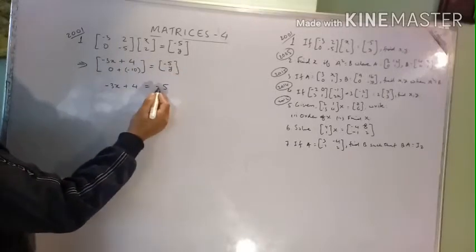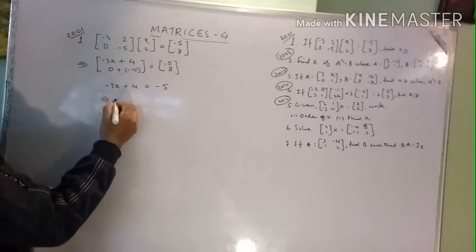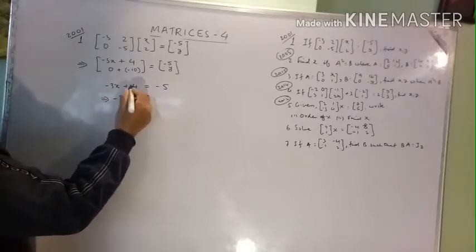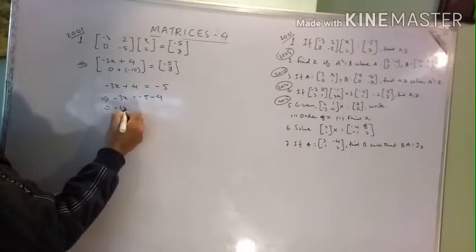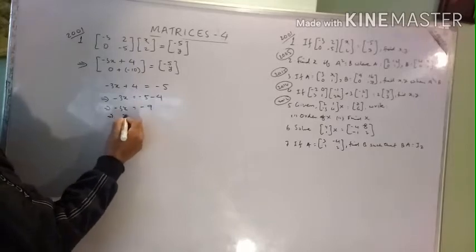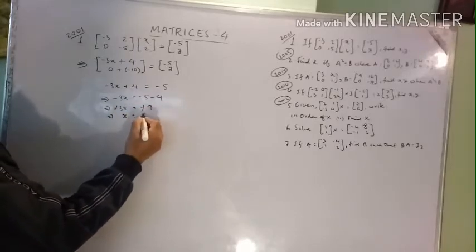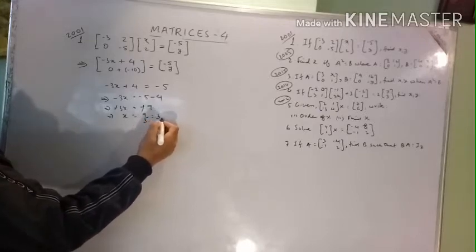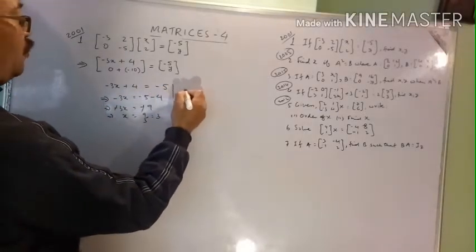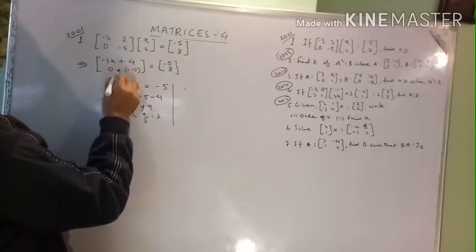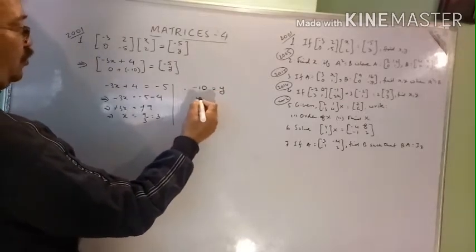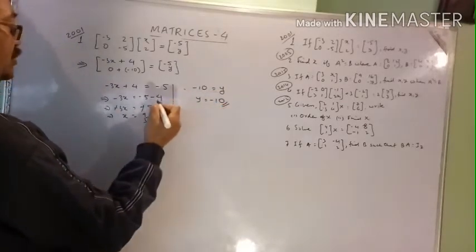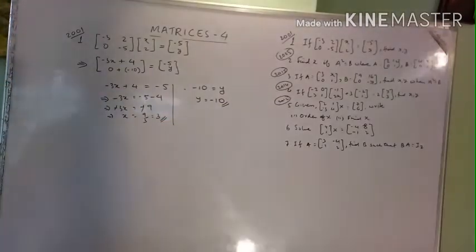Only x is there, so we can solve it and find the value of x. So -3x equal to -5 and 4 goes there, -4. This implies -3x equal to -9. This implies x equal to, we can cancel, 3 will divide, so 9 by 3, that is 3. Also we have here 0 plus -10 is -10. So -10 equal to y. Therefore y equal to -10. So x equal to 3 and y equal to -10. These are the values of x and y.